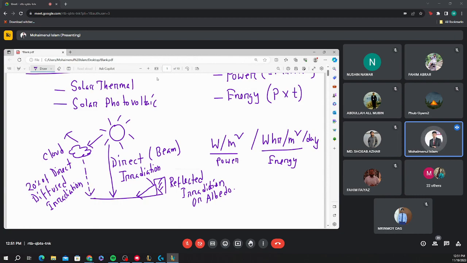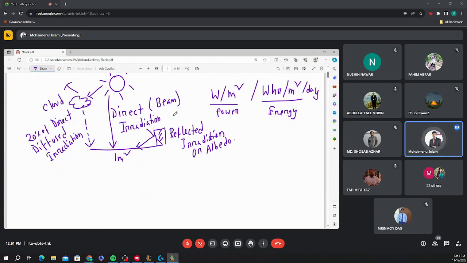So we can say these three types of irradiation sum up, and you are getting the total irradiation which is falling onto that 1 meter square surface. Suppose you are taking 1 meter square surface area, so the amount of power can be termed as watt per meter square. That is called total irradiation. And the energy, if you consider the time, you are getting the energy which can be named as watt hour per meter square for 1 hour. If it is day, if it is month, you can just convert it to the day and month.